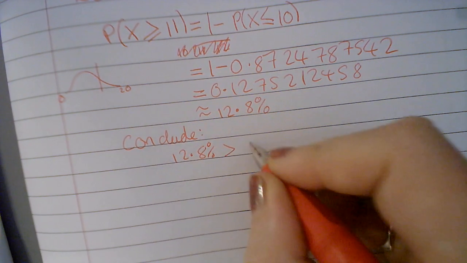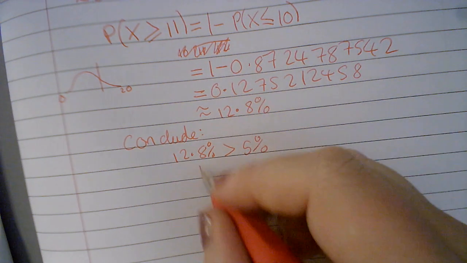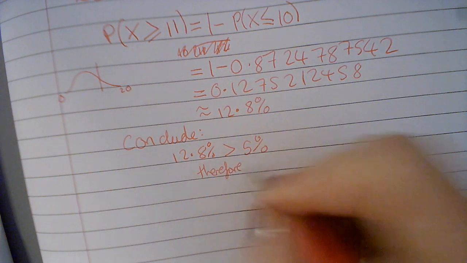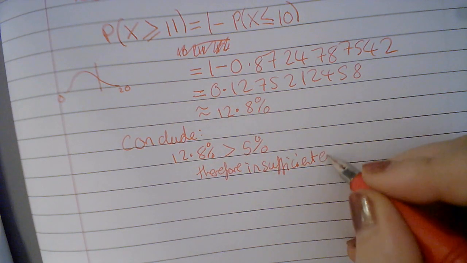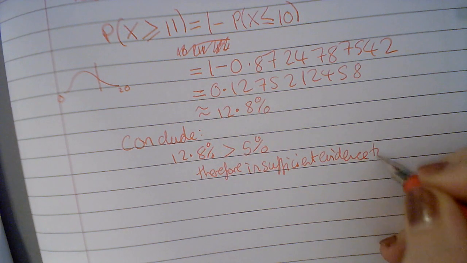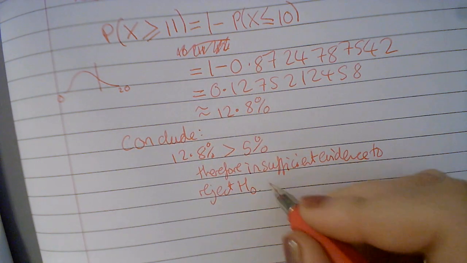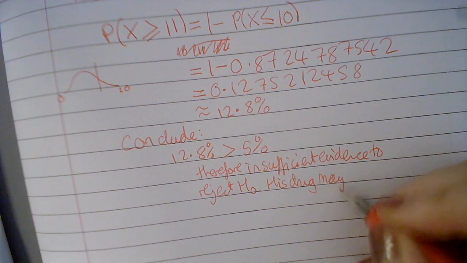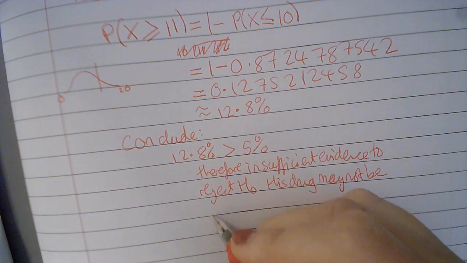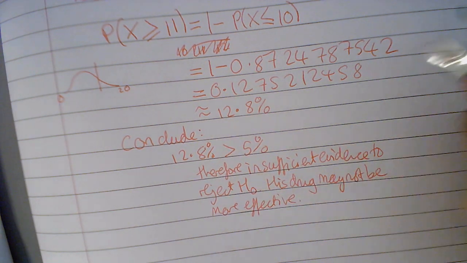Having worked out that it's 12.8%, then I will conclude: 12.8% is greater than 5%, the significance level of the test. Therefore, insufficient evidence to reject H null. His drug may not be more effective. So nice and easy there.